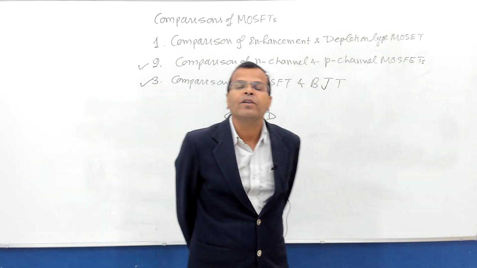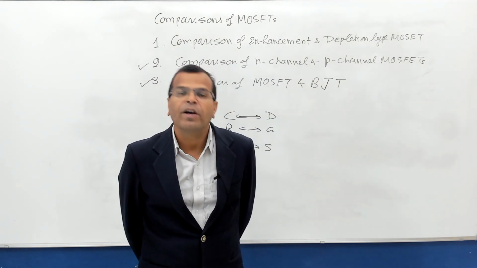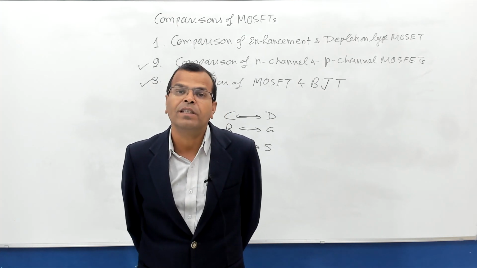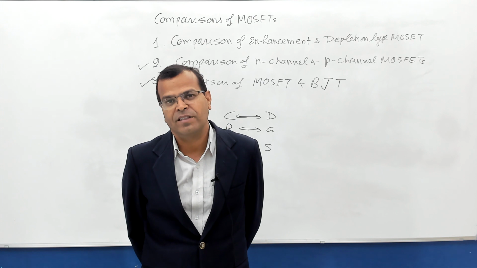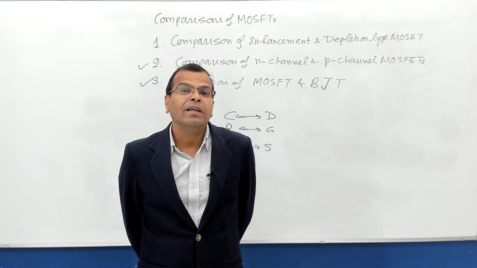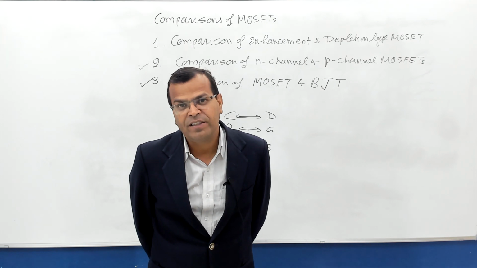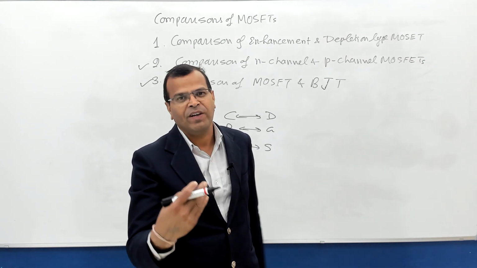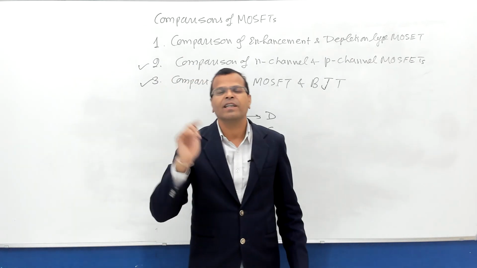So the drain current of MOSFET is a function of the gate voltage, whereas collector current of BJT is a function of base current. So what I mean to say is, BJT is a current control device, whereas MOSFET is a voltage control device. So that is the second difference, right?